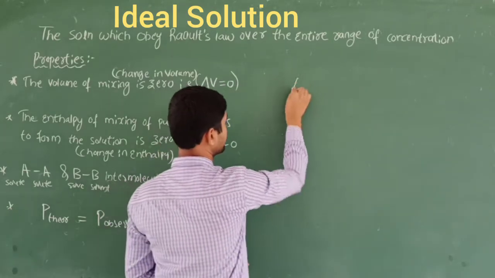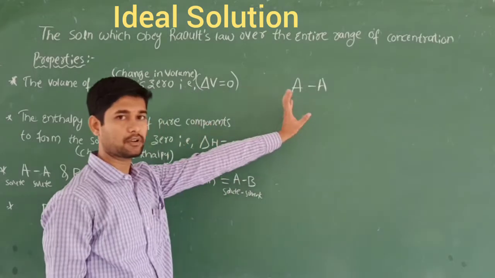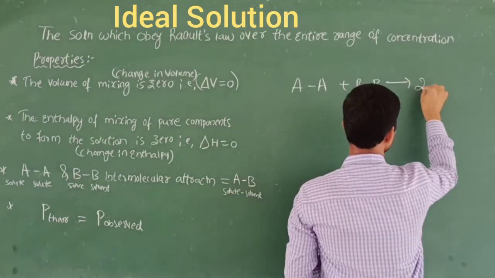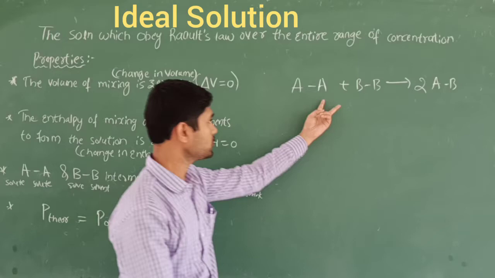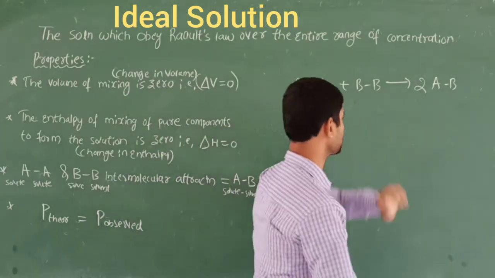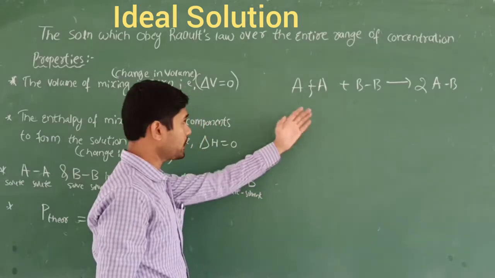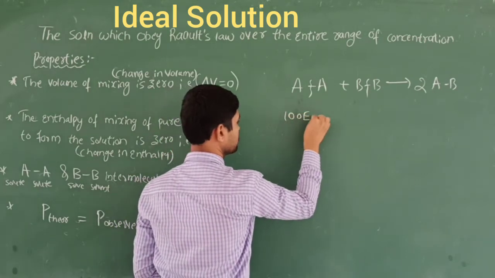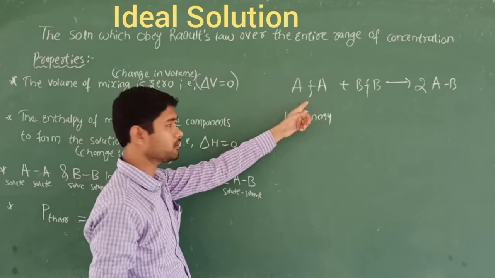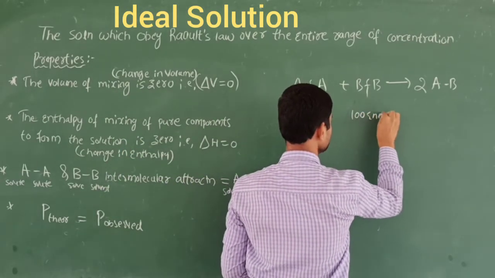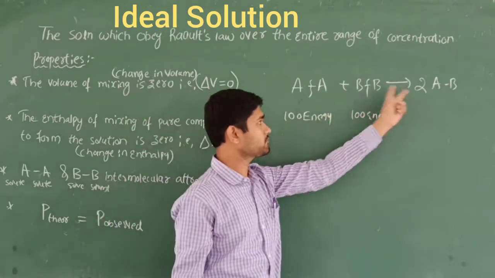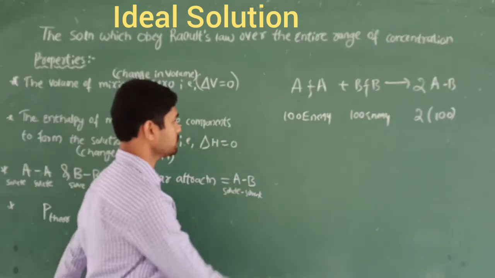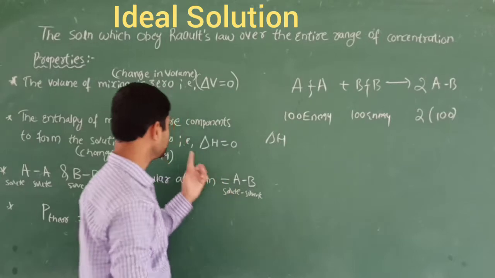Now I am going to take the solute once again, with A-A molecular interactions plus B-B molecular interactions. Finally I am going to get 2 AB interactions when mixing this solute plus solvent to get the solution. In order to break this bond, we require some energy. If I require around 100 energy to break this bond, and here also I take 100 energy, then 2 times AB is 2 into 100, that is 200.